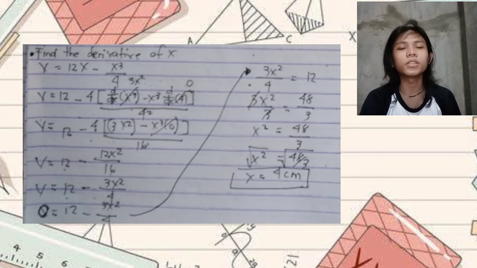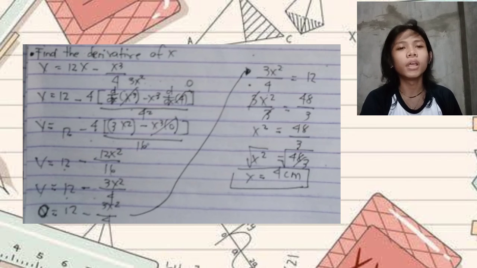In the first equation, we must use the power rule, and the second is the constant rule. And we get 12 minus 3x squared over 4. Reduce it to its lowest term, and we get 12 minus 3x squared divided by 4.